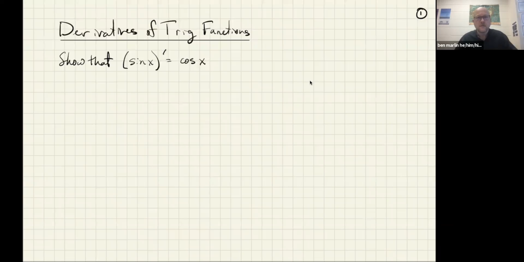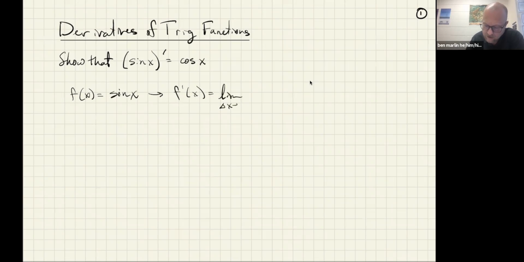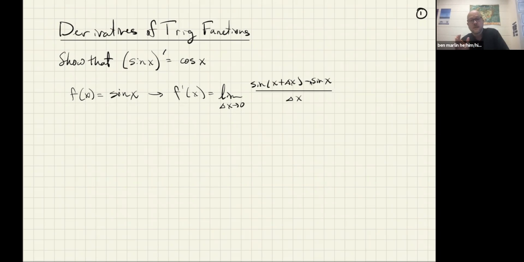Okay. So your derivatives of trig functions are going to start out with showing that the derivative of sine is cosine. So we're going to think about this as having f of x be sine of x, so that we can talk about f prime of x just using the definition. And that definition had the limit as delta x went to 0 of the sine of x plus delta x minus sine x, all that over delta x. Okay, so that was just definition stuff.